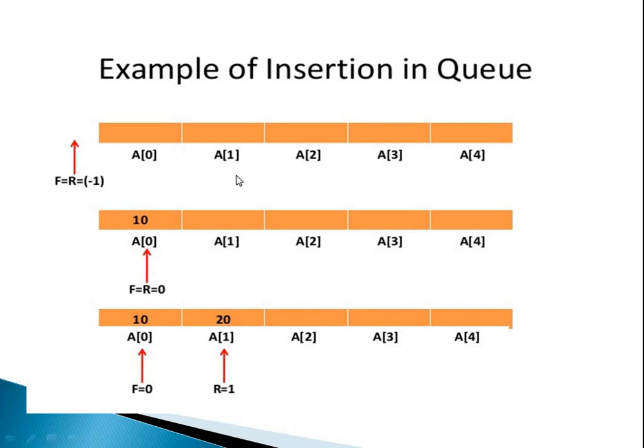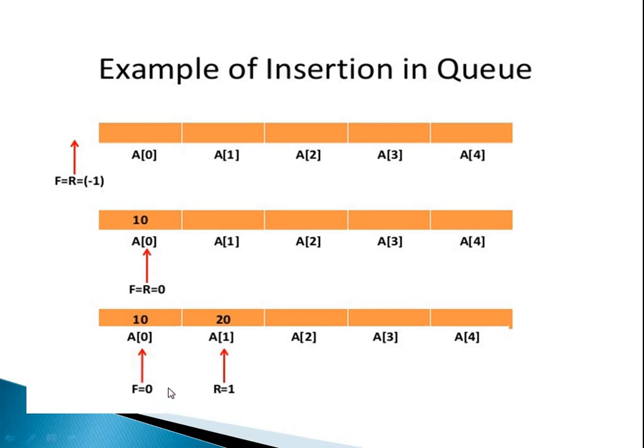Now you can see the example here. A0, A1, A2, A3 and A4, initially the elements are at the -1 position, right? F and R both are -1, so front and rear both are -1. So initially there is no element in the queue. We can insert the element by adding +1 here. Now -1 plus 1 is equal to 0. So when F equals 0 and R equals 0, the value will be added to the queue at the 0 position.